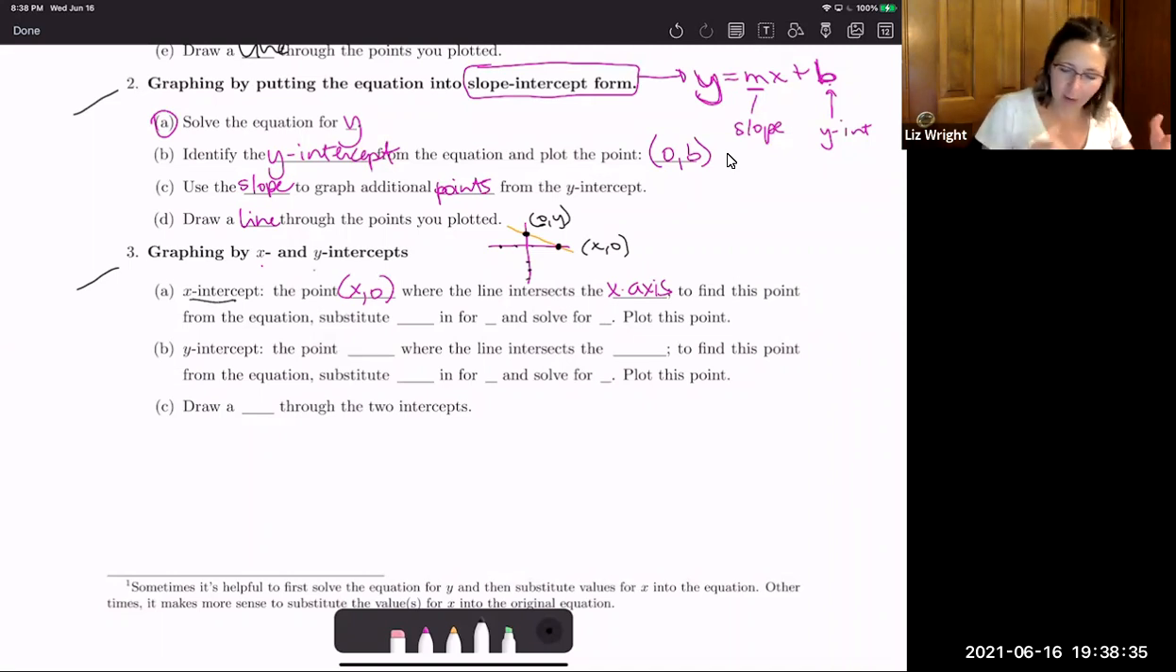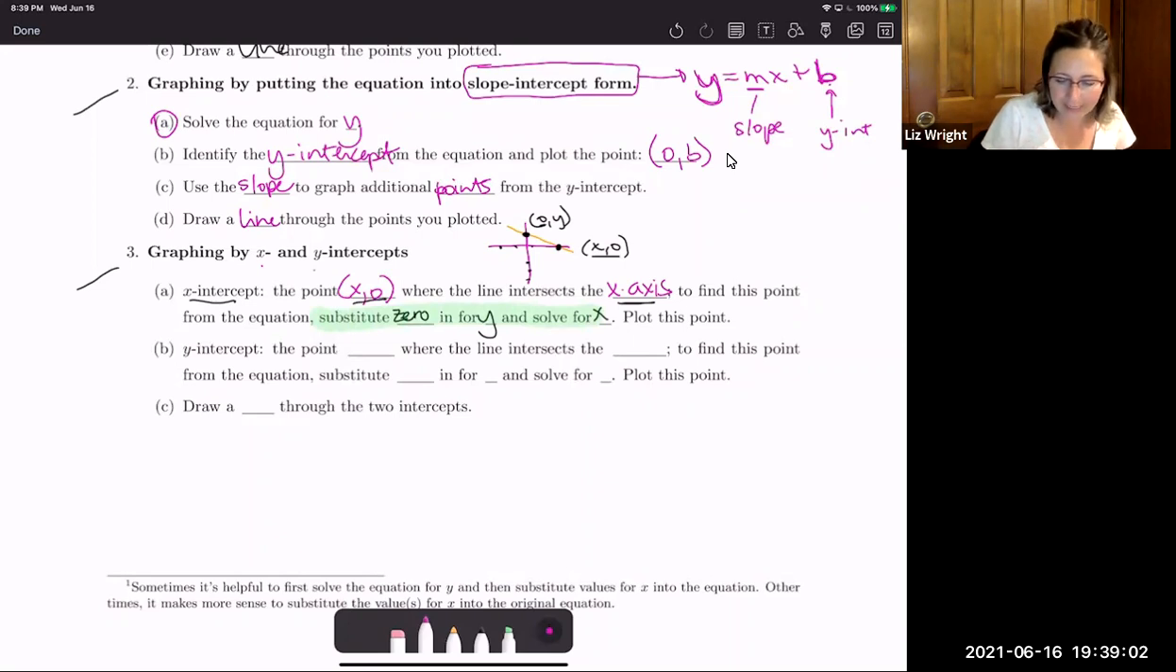So x-intercept, go back. We're going to talk about the point (x, 0) where the line intersects the x-axis, which was right here. To find this point from the equation, we are going to substitute 0 in for y and solve for x. Then we're going to plot that point. So we're going to substitute 0 in for y, and we are going to solve for x.